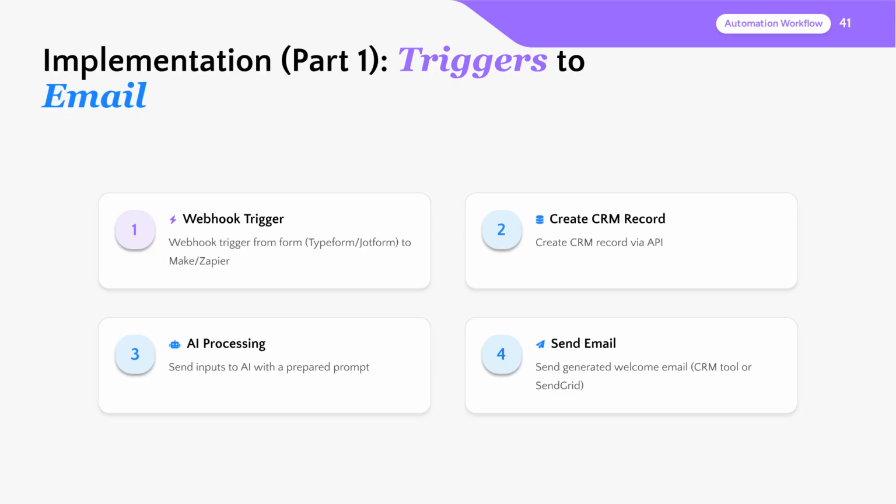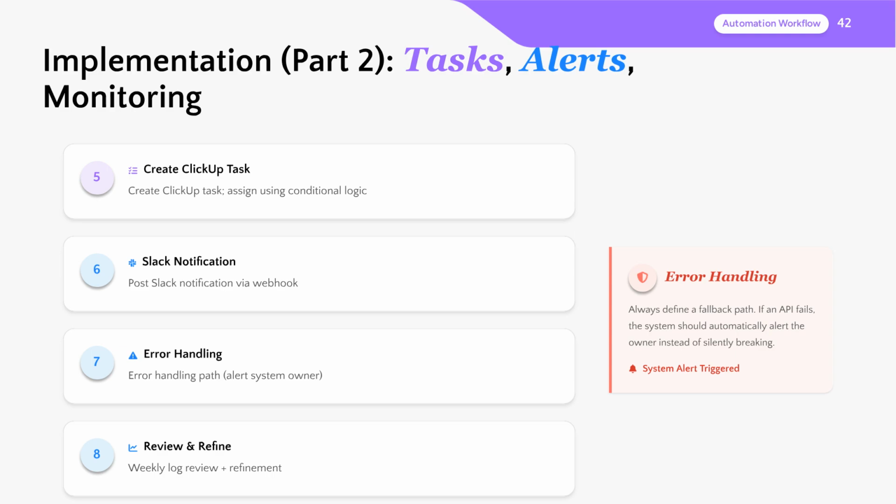Next, an API creates a CRM record, and inputs are sent to the AI with a prepared prompt. Finally, the system sends the generated welcome email via the CRM tool or SendGrid. Part 2 involves creating a ClickUp task, assigning it using conditional logic, and posting a Slack notification via a webhook. Critical to this is error handling, defining a fallback path that alerts the system owner if an API fails. Finally, maintain the system with weekly log reviews and refinements.